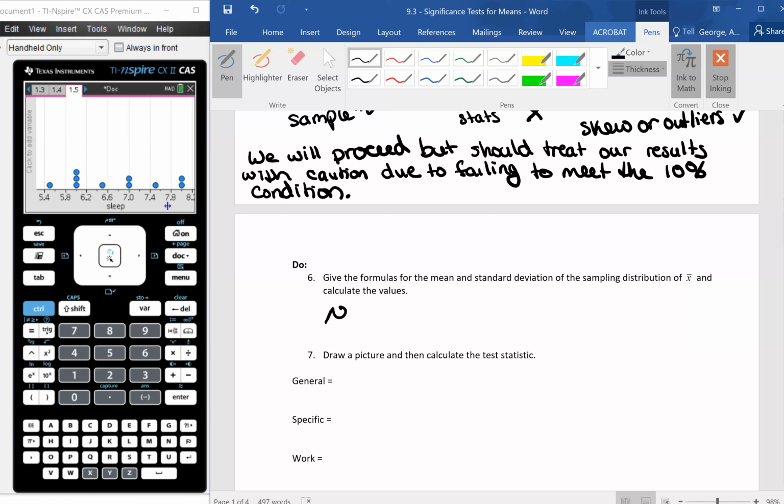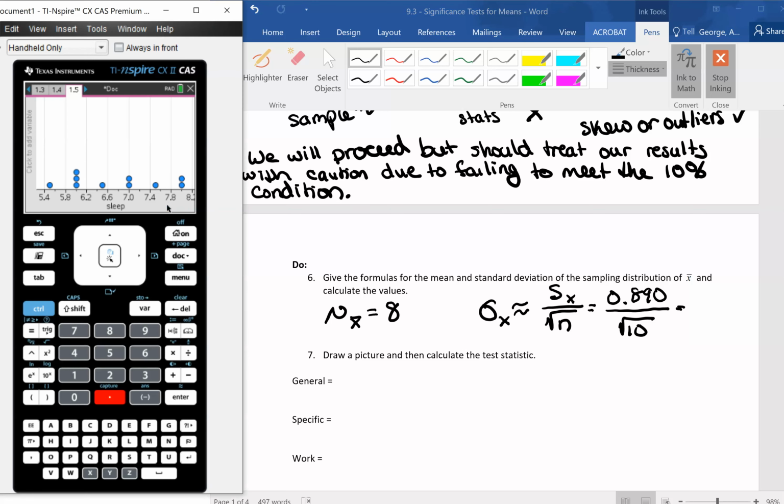So for means, they're the same. The mean of our sampling distribution is going to be what we thought our null hypothesis was, which is 8. All right, this standard deviation formula is the same as what we were using last time for confidence intervals. It's the standard deviation over the square root of n. So the standard deviation was 0.890, over the square root of 10.